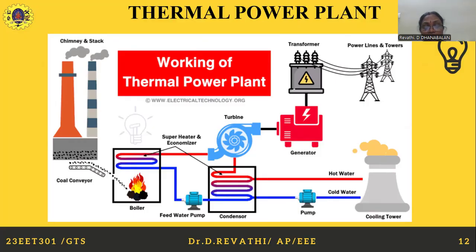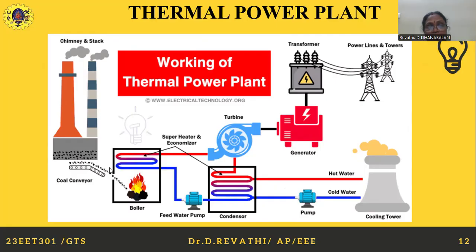And the next one is the cooling tower. The cooling tower is used to cool the hot water discharged from the condenser. Here from the turbine, the hot water flows through the pumps to the cooling tower. The cooling tower cools the hot water and feeds it back to the condenser through the pump.